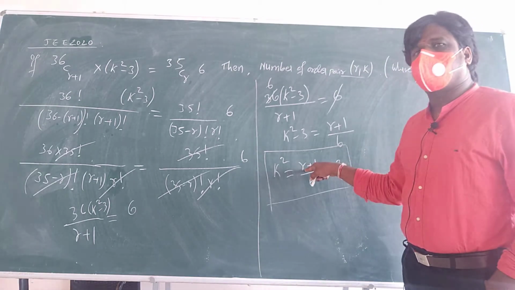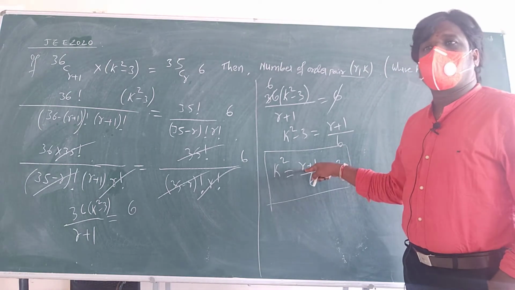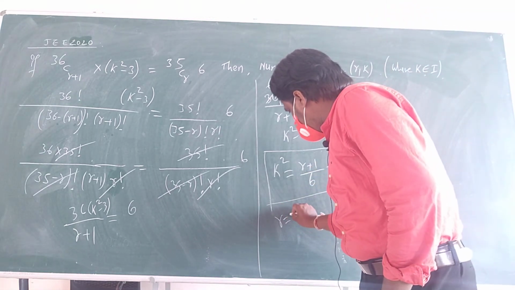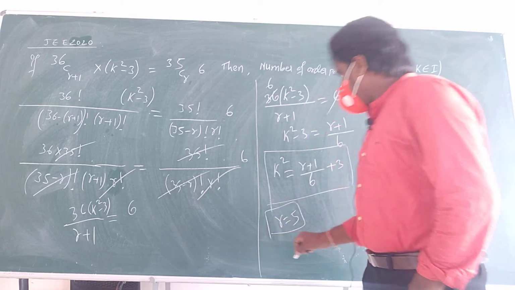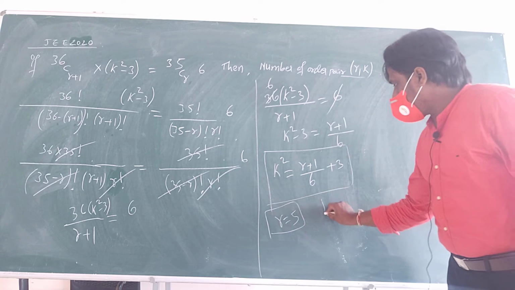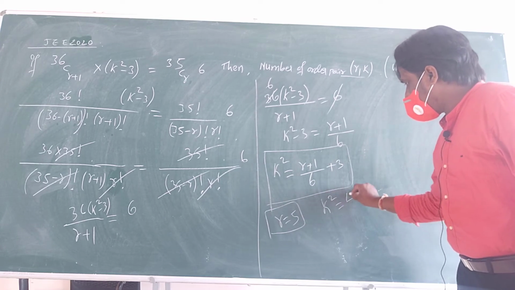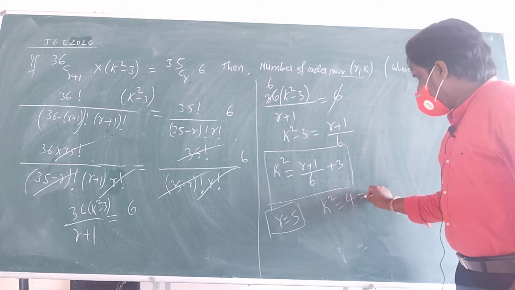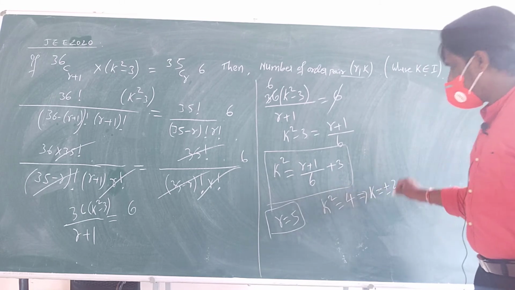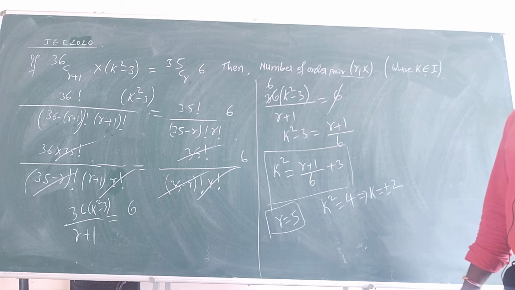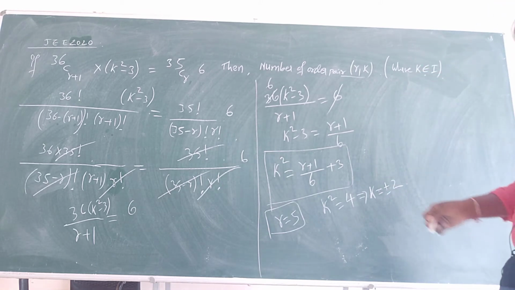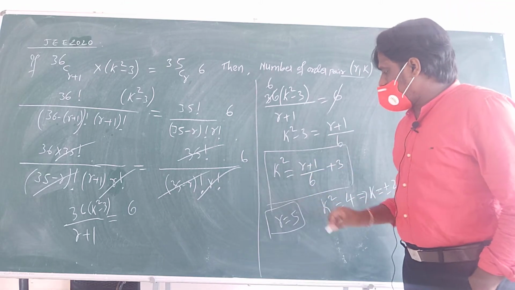If r is equal to 5, what do I get? 6 by 6 cancels out, and k square is equal to 4. So k value will be plus or minus 2, because k is an integer, so you get both plus and minus. Now, after r is equal to 5, what will you get?